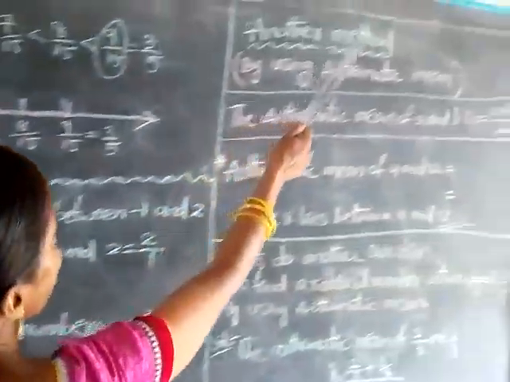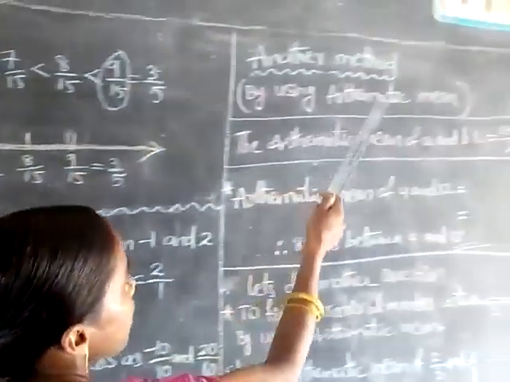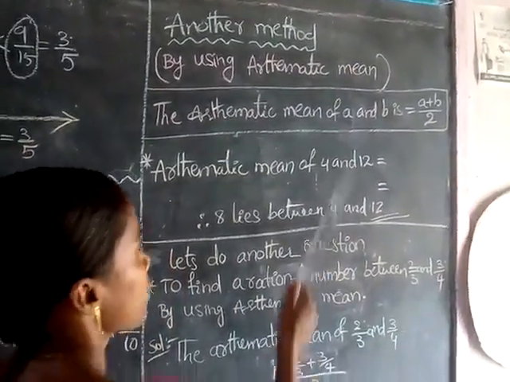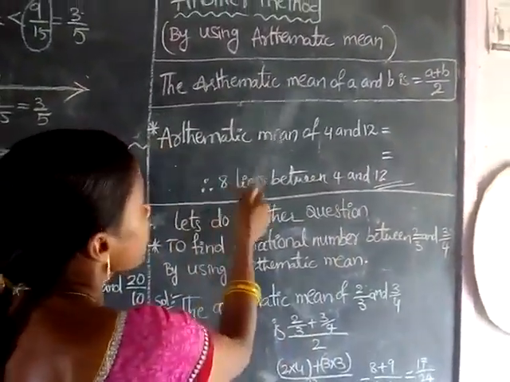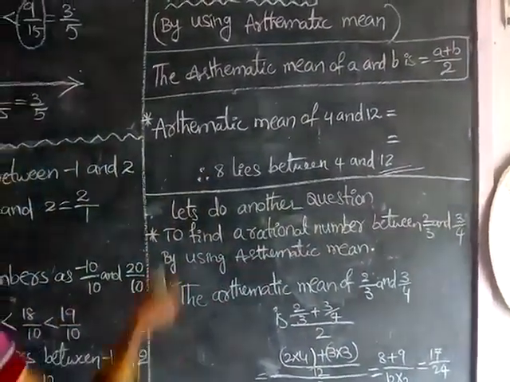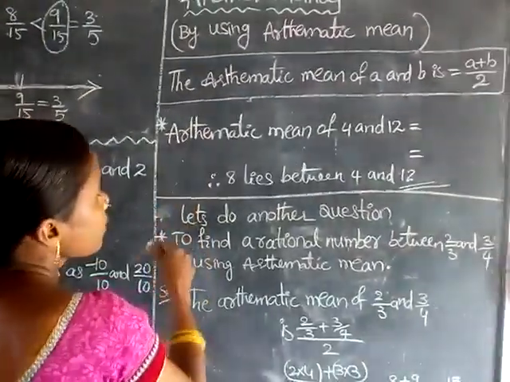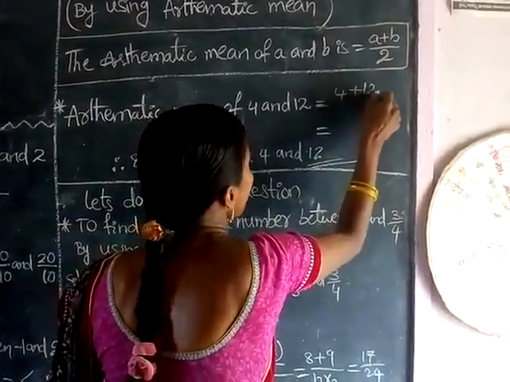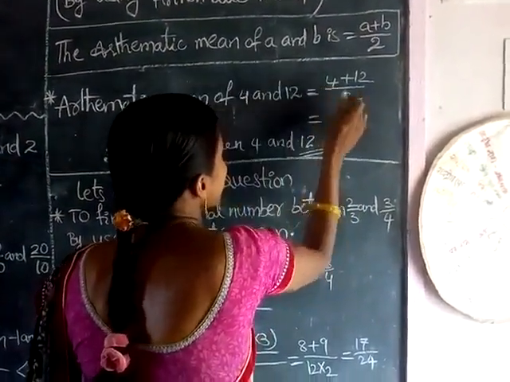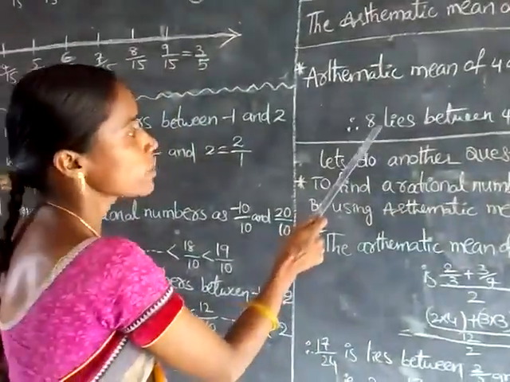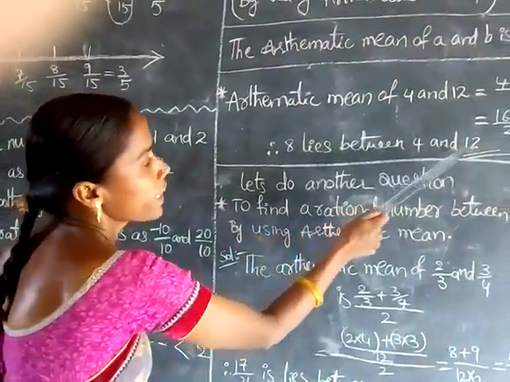Let's see another method of finding rational numbers between any two rational numbers, by using the arithmetic mean. Here I am taking the rational numbers as a and b. The arithmetic mean of a and b is (a+b)/2. Okay children, let's do one example. The arithmetic mean of 4 and 12 is (4+12)/2, which is equal to 16/2, which is equal to 8. Therefore 8 lies between 4 and 12.